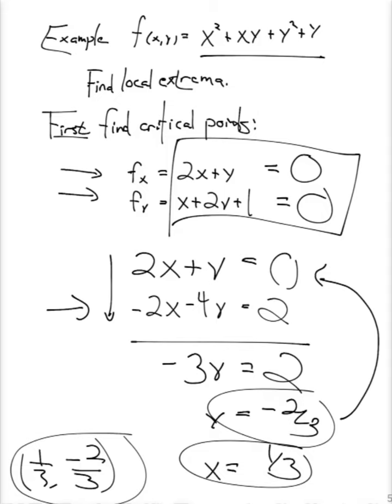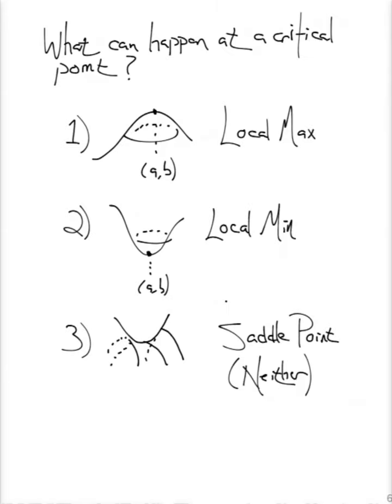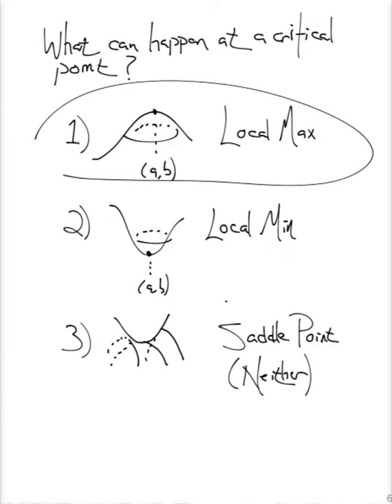Let's go back and re-examine what can happen at a critical point and see if we can devise some test to tell us if we have a local minimum or a local maximum. There are three things that can happen at a critical point. One, the function can have a local maximum. Two, the function can have a local minimum, or neither of those things may occur.